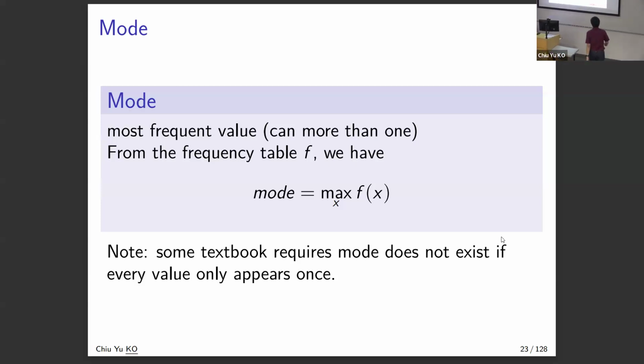But do note that the most frequent value can be more than one. Suppose the data is 1, 1, 2, 2, 3. Then 1 and 2 are both modes.